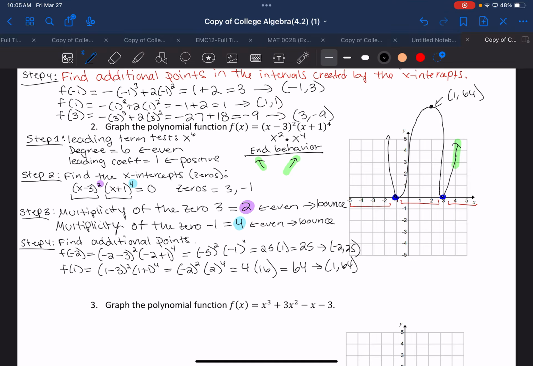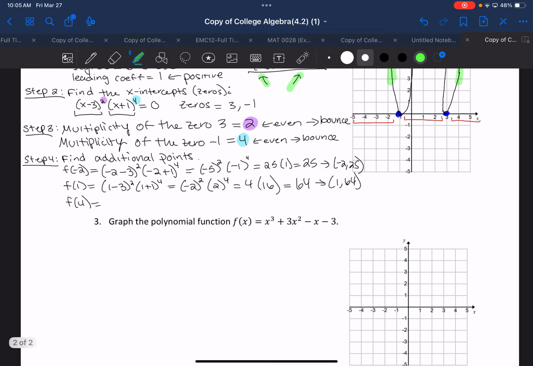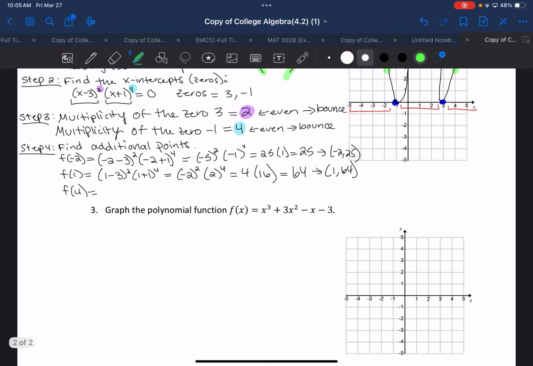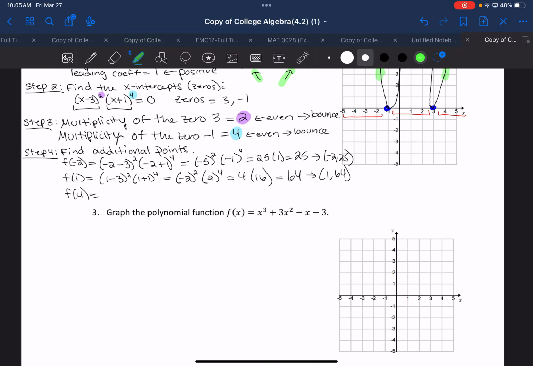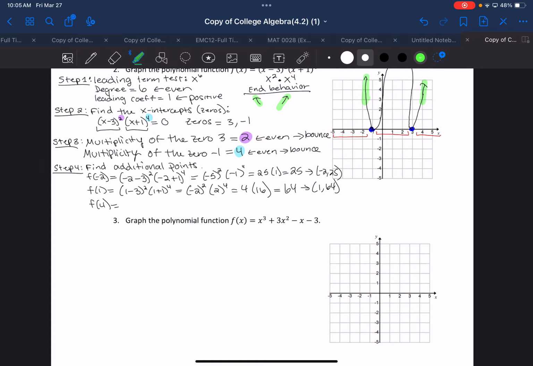And then, of course, you could find another point in this interval. Choose 4 for x, and figure out what that gives you. I'm going to skip that one because I think hopefully we get the point. I'm also going to skip number 3, but only because I'm about to do one on Pearson that's almost exactly like this. So I'm going to show you how to do this on Pearson by hand.